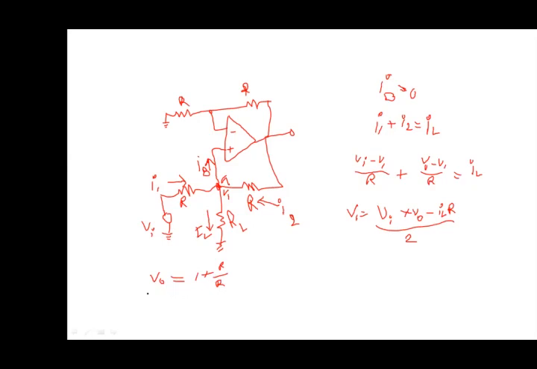So that is V naught by Vi. Here Vi is nothing but V1. So V naught by V1 is equal to 1 plus R by R, which is equal to 2. So we can write V naught is equal to 2 V1.